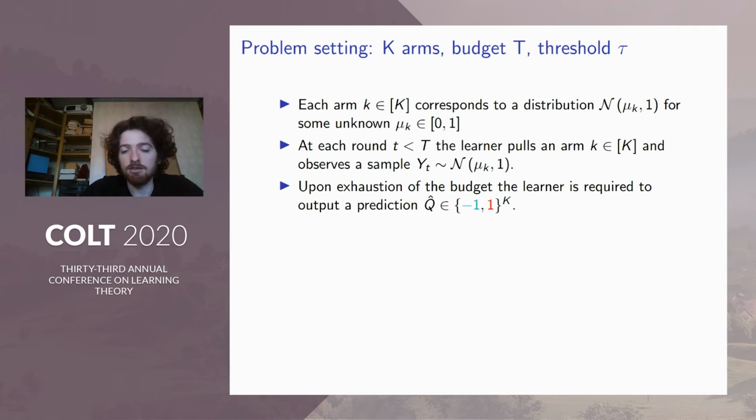So if the learner thinks mu k is greater than tau, the kth value of mu hat will be equal to 1. If the learner thinks that mu k is less than tau, then the kth value of mu hat will be minus 1. And obviously the learner is going to base these decisions on the information they gain from the samples that they've drawn during the game.